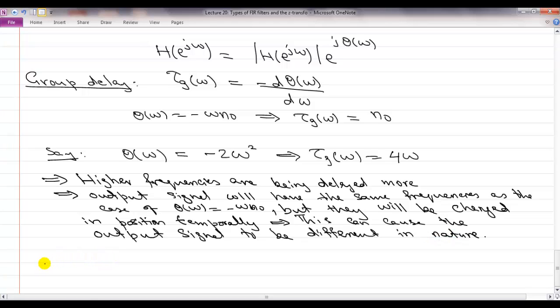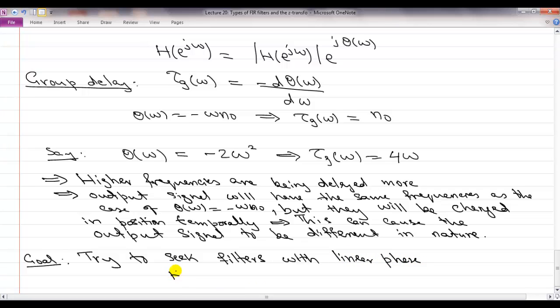So in general, for many applications, our goal is that we want to design filters which have linear phase. So try to seek filters with linear phase, which means that our filter response should be along the lines of it has magnitude, and then its phase is e to the minus j omega D, some capital D, some number. And in that kind of a filter, you can completely ignore the phase information.